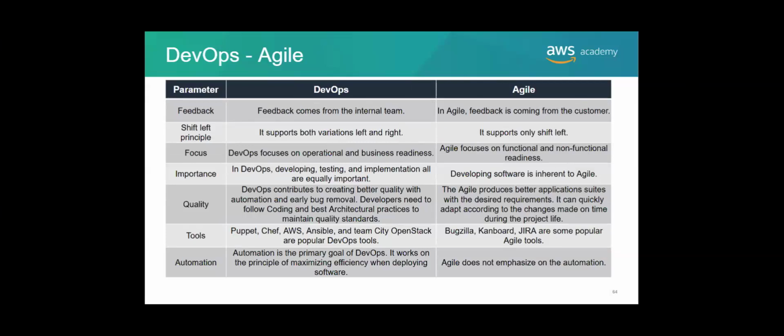Importance in DevOps: developing, testing, and implementation are all equally important. Here software development is inherent to Agile only. And the quality in DevOps is better, with automation and early bug removal. Here it is a better application that suits the desired requirements, so it can also quickly adapt to the changes made on time during the project lifecycle. Next, the examples are Puppet, Chef, AWS, Ansible, TeamCity, OpenStack. Here it is Bugzilla, Kanboard, Jira, some of the popular Agile tools. Automation is the primary goal of DevOps, but Agile does not emphasize automation.